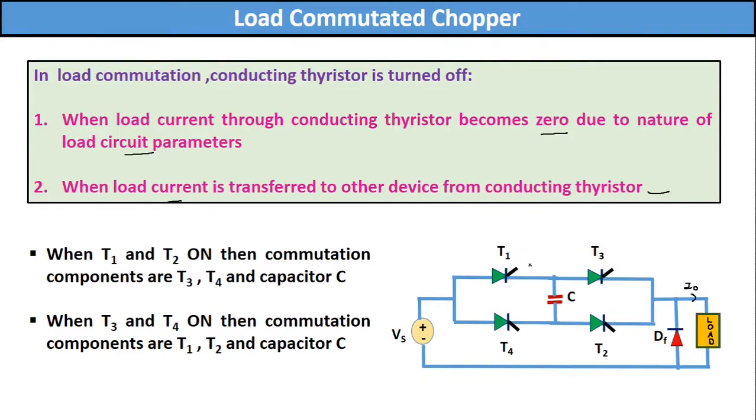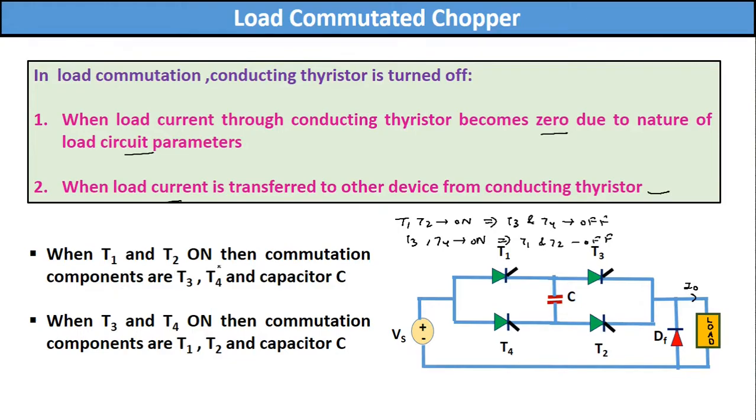In this, as four thyristors are connected, when T1 and T2 are in the on condition, at that time T3 and T4 will be in the off condition, and when T3 and T4 are in the on condition, at that time T1 and T2 thyristors will be in the off condition. So that means when one pair of SCRs is in the on condition, the other pair of SCRs will be in the off condition in the load commutated chopper.